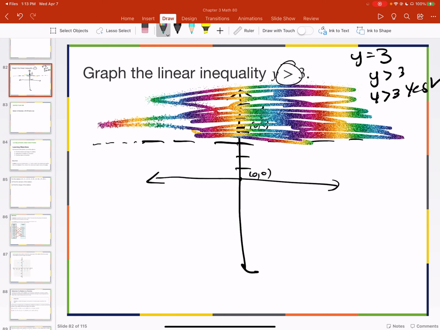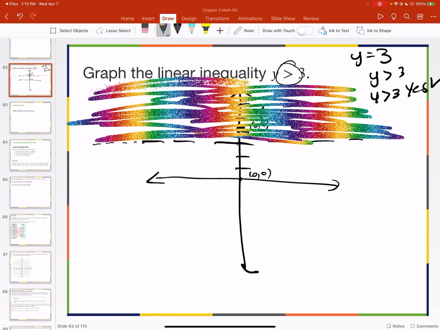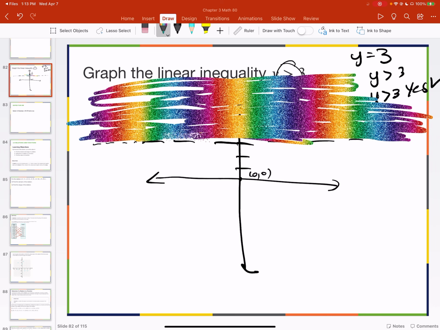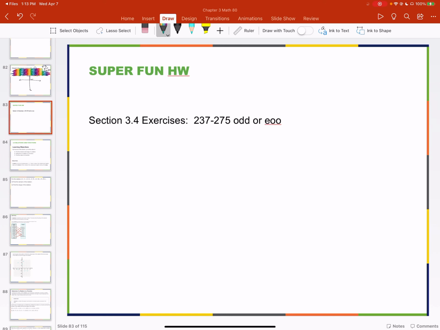So we would graph up. See, these are all the values in the plane where y is greater than 3, and that makes sense. You pick any point in this region, and the y coordinate is going to be greater than 3. Okay? Of course, we do not include the boundary here. Okay? All right. And that is it for this section.